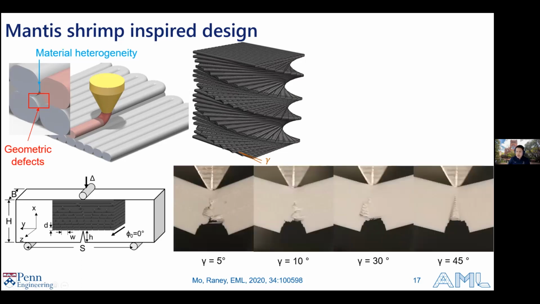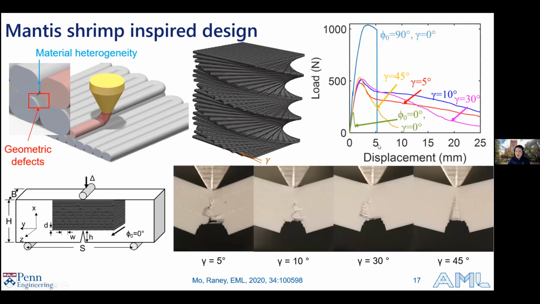Here are some crack tip images during 3-point bending. You can see that in the case of pitch angles of 5 and 10 degrees, we have these highly intricate surface damages, which resemble the twisting crack observed in these materials. If we look at the load-displacement curve, we can compare that with some control samples. For example, if phi 0 equals 0 with no pitch angle, this material is very weak, because the crack just propagates straight through the defect region and fails very quickly.